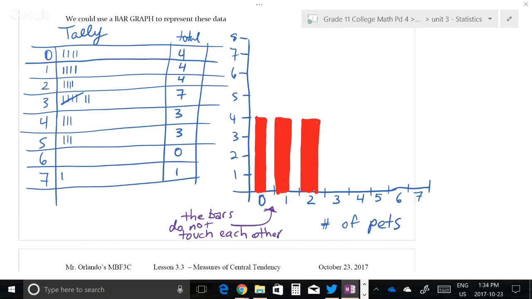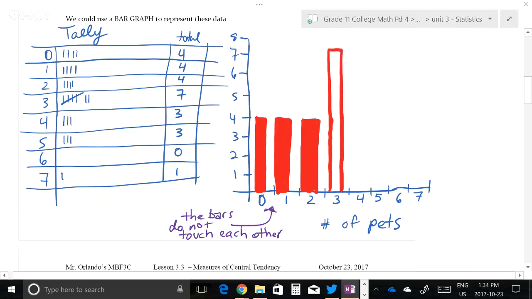How many kids had 3 pets at home? Yep. Very good. Yeah, the purpose right now is just to learn what it looks like when we get doing actual work. You'll have nice graph paper. Okay, how many people had 4 pets at home?